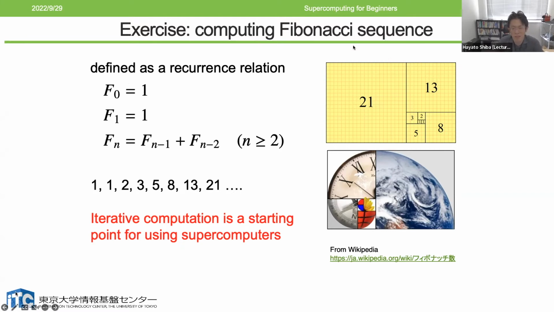So the Fibonacci sequence is defined by a recurrence relation. So 0 plus 1 equals 1, 1 plus 1 equals 2, 1 plus 2 equals 3, 2 plus 3 equals 5. This is a typical iterative computation, which is a starting point for using supercomputers. So we repeat and repeat this summation.